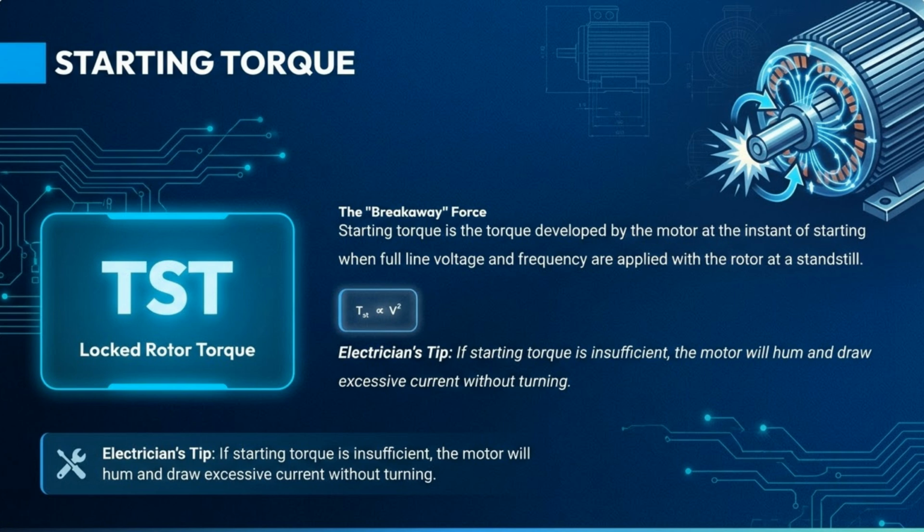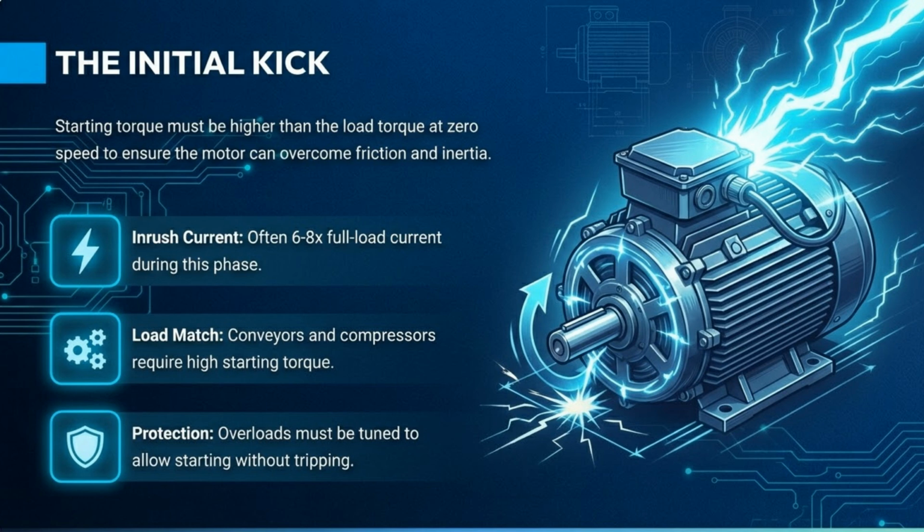If it's insufficient, the motor will hum and draw excessive current without turning. The starting torque must be higher than the load torque to overcome friction. This phase involves a high inrush current, often 6 to 8 times the full load current.